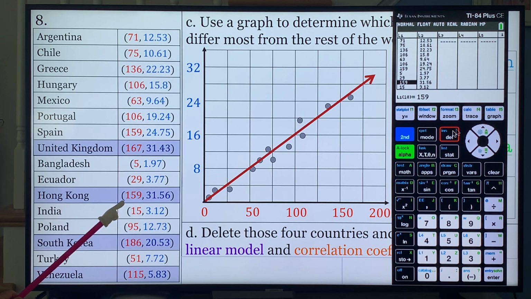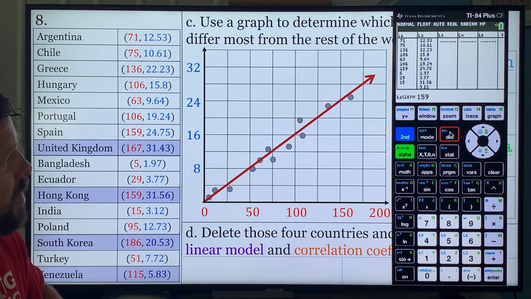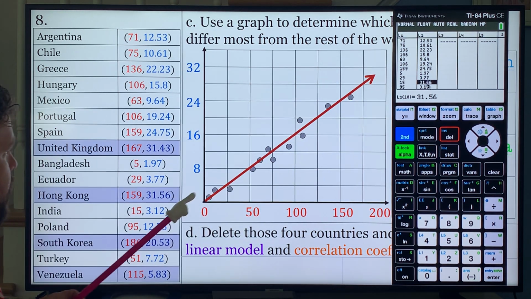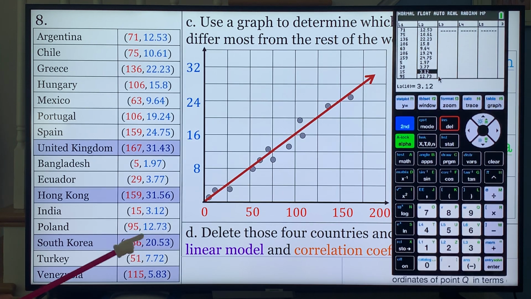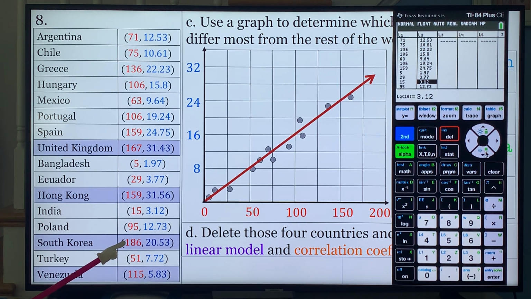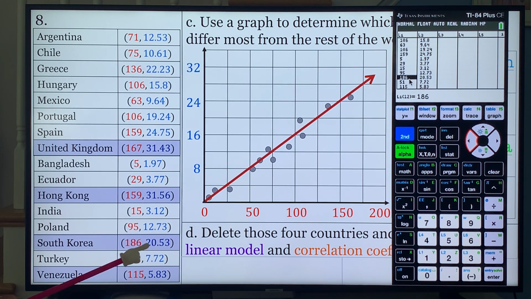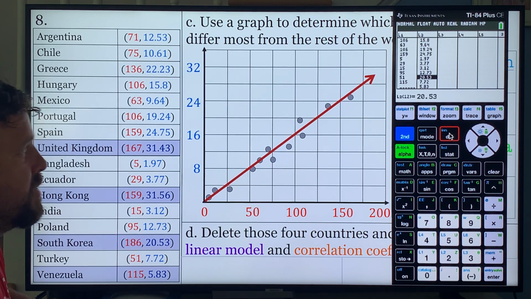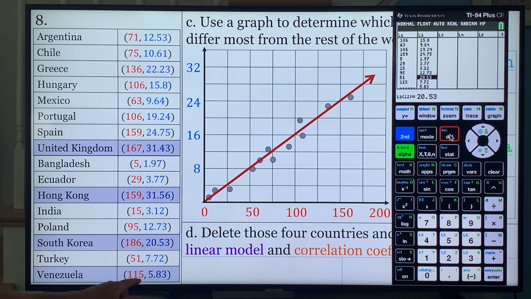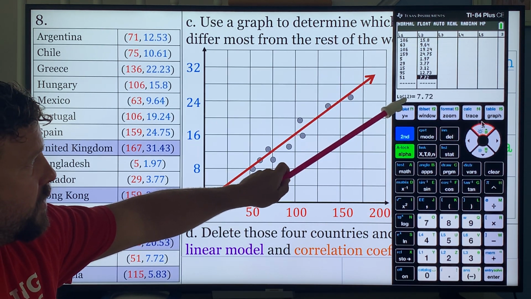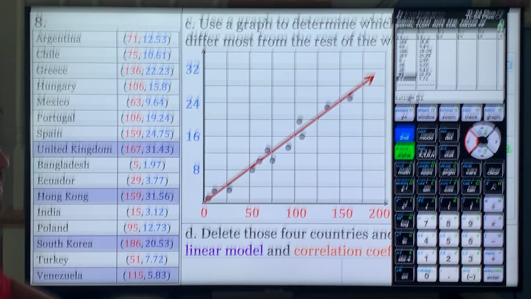Next, I got to go down to 159. All right, delete that. Go over to 31.56. Make sure you're deleting them both next to each other. Erase that. Then 186 and 20.53. I'm going to delete them again. Delete, delete, and then finally 115 and 5.83. Now, when you delete all these things, you started with 16, you took 4 away, you should have L equals 12. So that means you have 12 points.